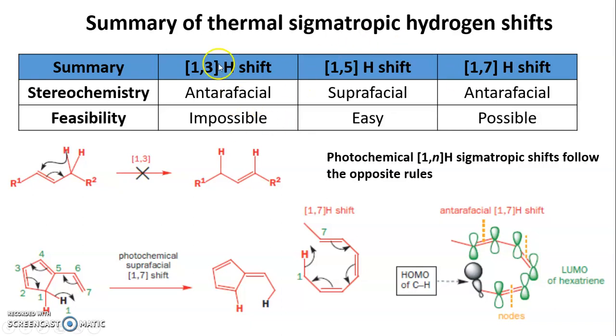The same funda. From the first position, wherever that one is, it has to be shifted to the 7, and the pi bonds, the conjugated dienes, alkenes are reorganized to give you the photochemical suprafacial 1,7 shift. So thank you for the lecture.